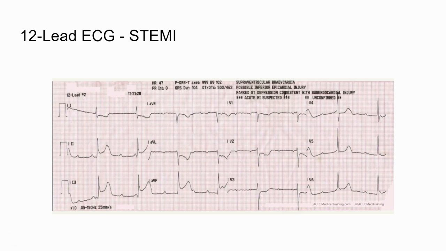But what's important is you can see they write possible inferior epicardial injury, marked ST depression consistent with subendocardial injury, and then here, acute MI, suspected. It'll say unconfirmed, but again, it's because it's a monitor, a machine, and it's not confirmed by a physician. So don't worry if it says unconfirmed, you're still treating this patient as if they are having a heart attack. But you can clearly see here I have elevation in 2, 3, and AVF, which is an inferior wall STEMI.